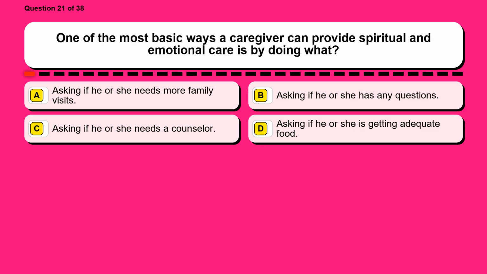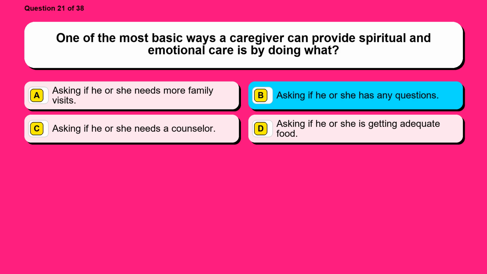Question 21. One of the most basic ways a caregiver can provide spiritual and emotional care is by doing what? Option A. Asking if he or she needs more family visits. Option B. Asking if he or she has any questions. Option C. Asking if he or she needs a counselor. Option D. Asking if he or she is getting adequate food.